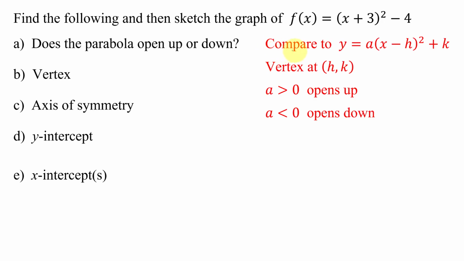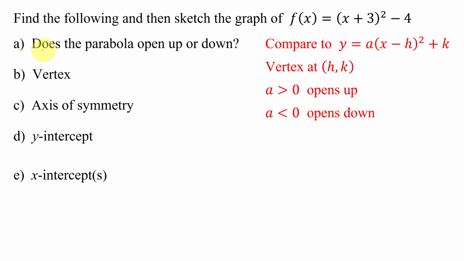So I need to compare it to y equals a times the quantity x minus h all squared plus k. If I graph this function, I'm going to get a parabola whose vertex is at (h, k), and if a is positive, the parabola will open up, and if a is negative, the parabola will open down.